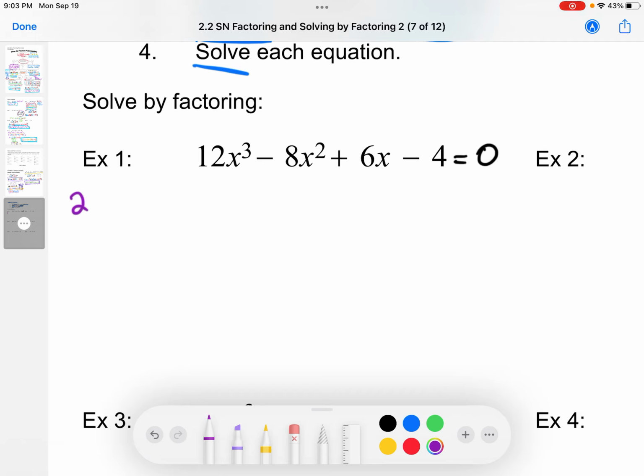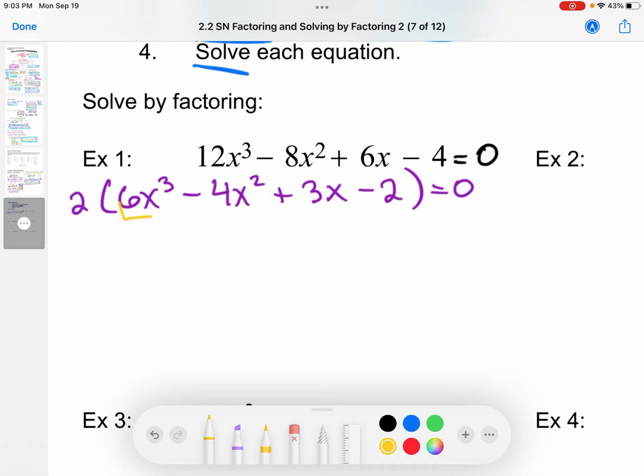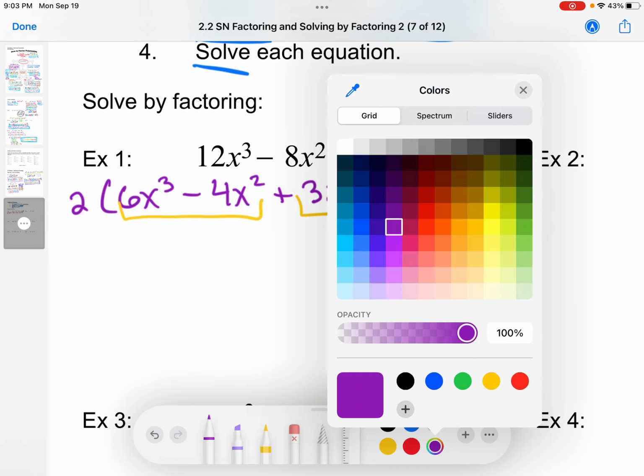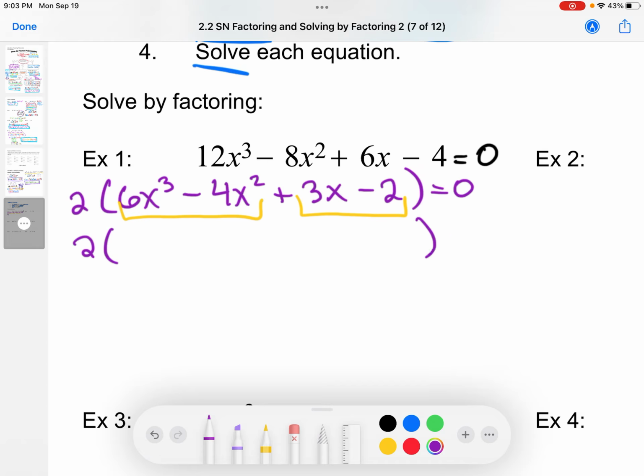Factor out a 2 first. We'll have 6x to the third minus 4x squared plus 3x minus 2. And that's still equal to 0. Now, on the inside, we need to group in greatest common. Don't forget that 2 is still a factor here on the outside. And this whole thing is still equal to 0.